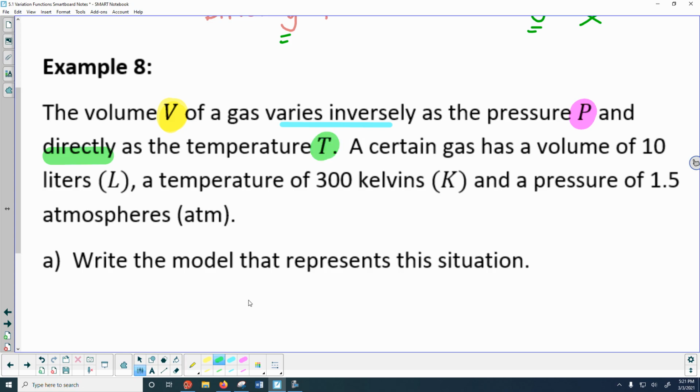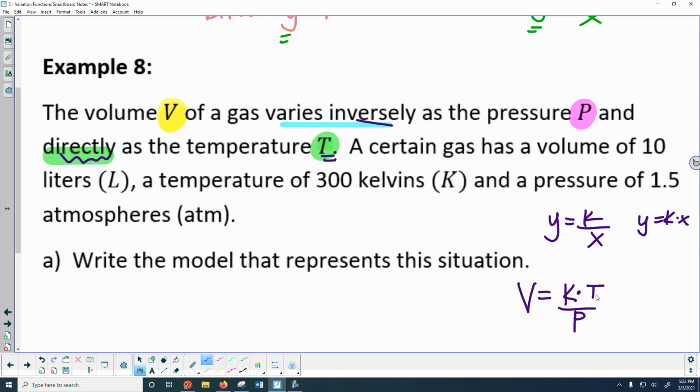I'm going to pause and write my model. It is one model for this setup. So to vary inversely, that setup would have been y equals k over x. But in this case, we have V equals k inversely divided by P. That's step 1. But I have to keep building onto this equation. It is now directly varying as T. Well, again, direct was k times something, so we're going to go to where k is, and we're going to multiply it by the letter T.